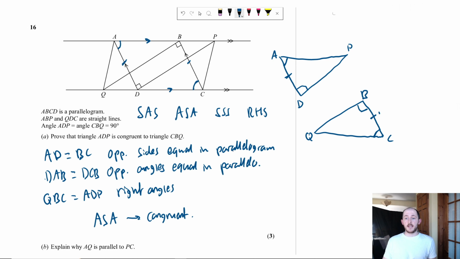Could you use RHS? Yeah, because it's a right angle triangle, you can use RHS. You can always use all of them, except obviously the right angle one, because some triangles aren't right angle. The only problem I would find is that you'd have to prove that AP and QC are the same, which I don't think is the easiest thing in the world, because that's the hypotenuse. The hypotenuse is QC and AP. So ASA would be the one I would personally have chosen.